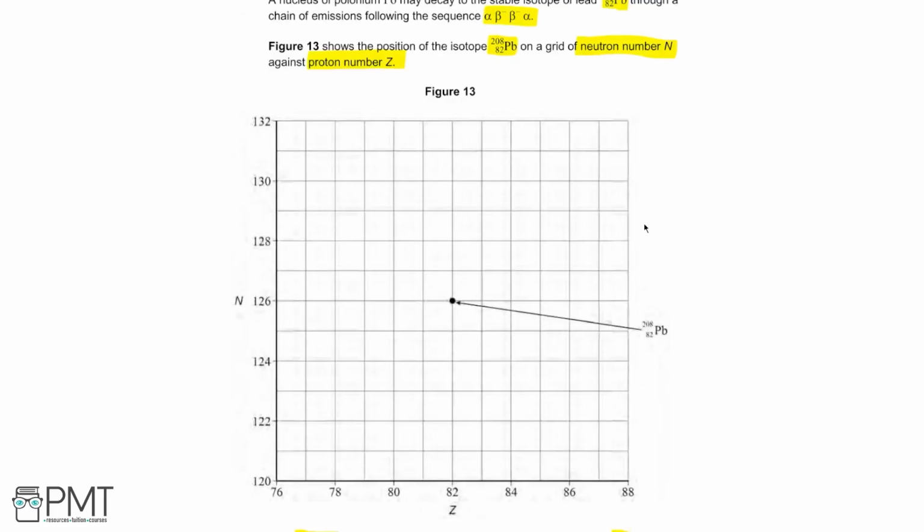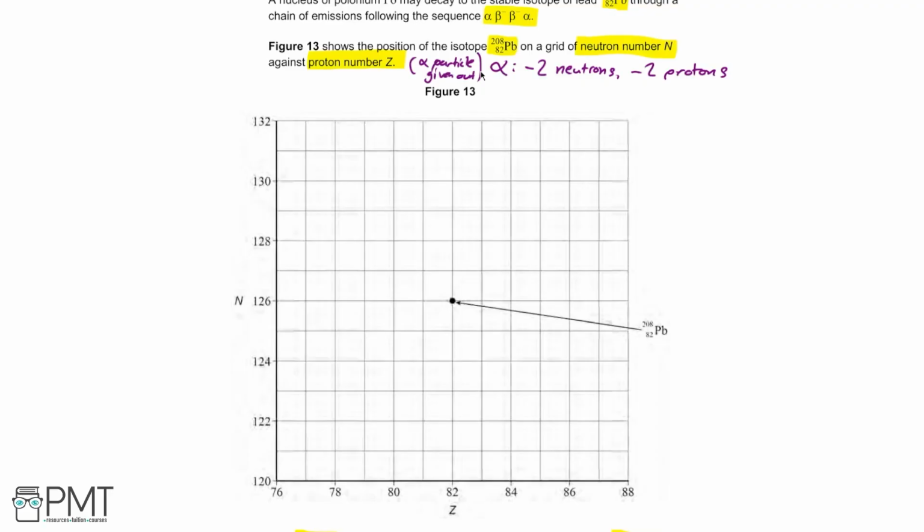In order to answer this question, we need to know what alpha and beta minus decay do to the proton and neutron numbers of the nucleus. So in alpha decay, we lose 2 neutrons, and we lose 2 protons as well, because in alpha decay, an alpha particle is given out, which is made up of 2 neutrons and 2 protons.